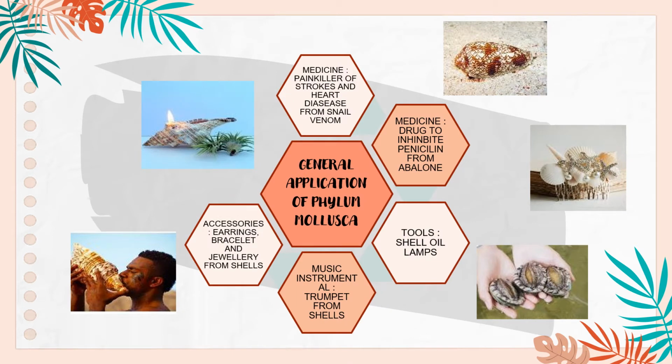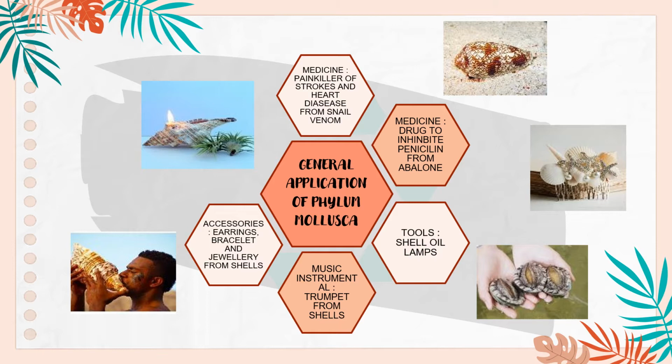So these are some of the general applications of phylum Mollusca. The first one is that phylum Mollusca can act as a painkiller for strokes and heart disease from the snail venom. Secondly, the shells of the phylum Mollusca can be made into shell oil lamps, which is very useful when we have an emergency. Next, it can also act as a drug to inhibit infection, which we take from abalone.